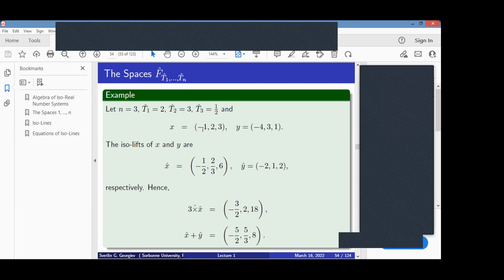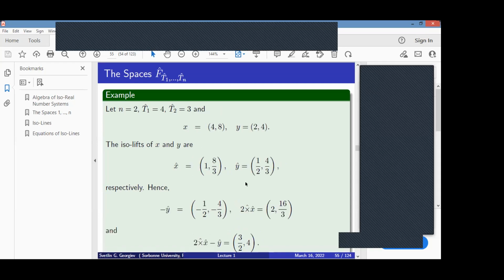Because when we have the classical multiplication here, we'll have -3, 6, 9. Here we have -3 over 2, 2, 18. Very different. So here is given a second example. A two-dimensional example. We take for isotopic element the first one to be 4, the second one to be 3, as real points x and y to be this one. Then their isolifts are given in this way. The iso inverse of the isopoint y is expressed with this isopoint. And here we find the iso multiplication of hat x multiplied by 2 and iso addition with minus hat y has the following expression.